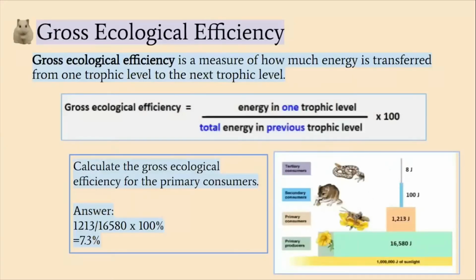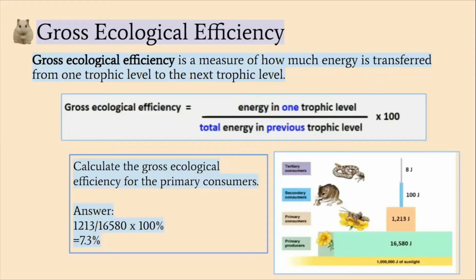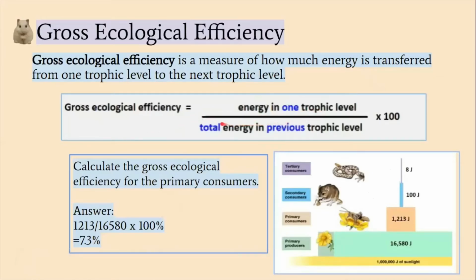So the next equation that we need to know about is gross ecological efficiency. Gross ecological efficiency is a measure of how much energy is transferred from one trophic level to the next trophic level, and it is always going to be less than 100%. The equation is gross ecological efficiency equals energy in one trophic level divided by total energy in the previous trophic level, multiplied by 100.